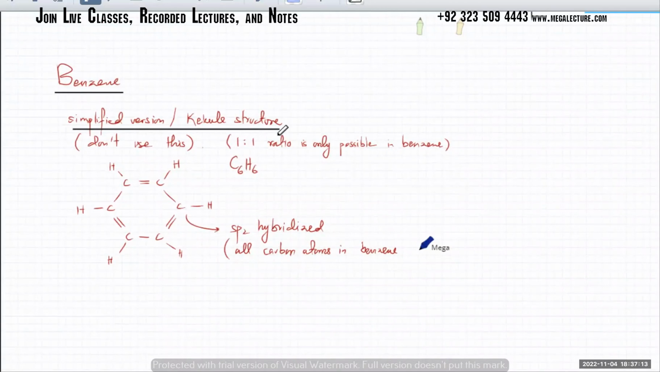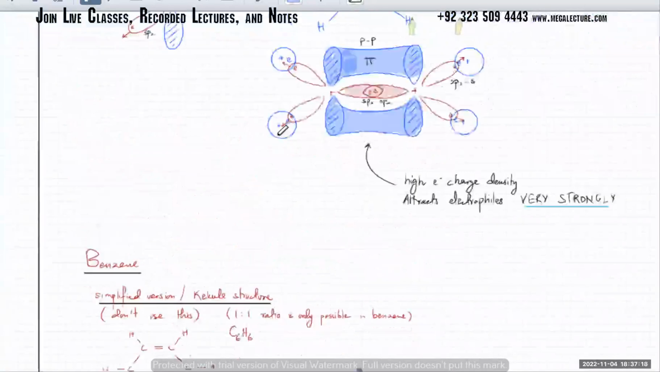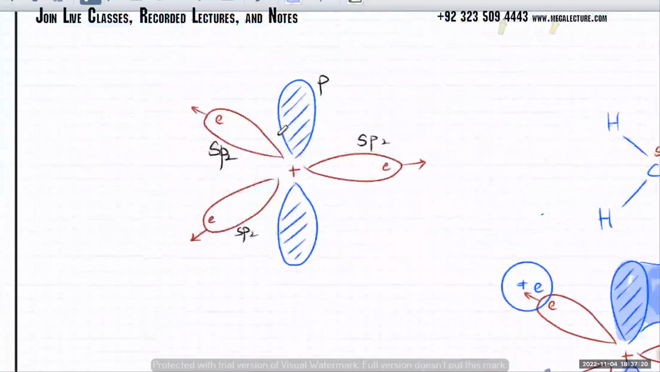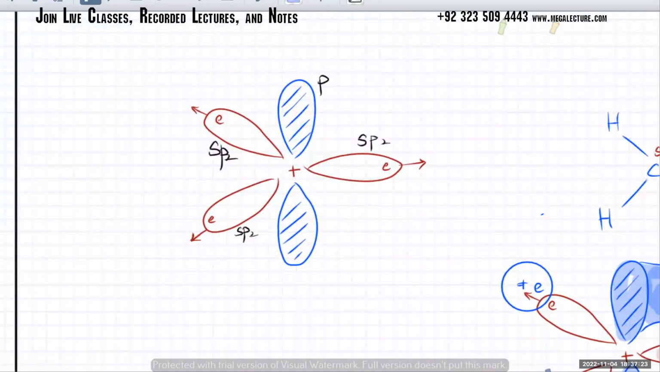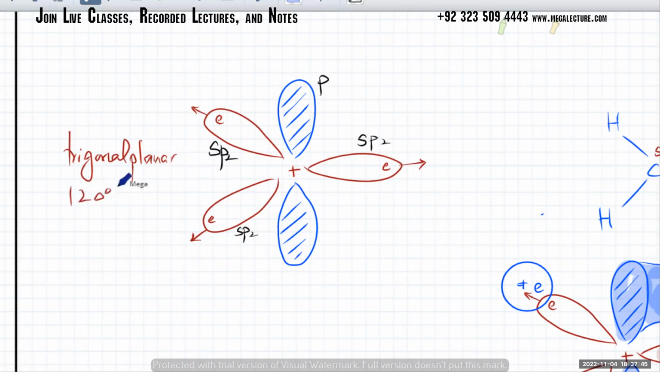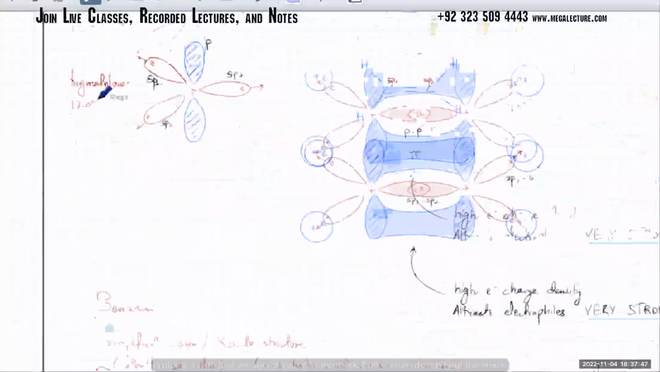All carbon atoms in benzene are sp2 hybridized. Quickly, what's sp2 hybridized? I did not write the angles over here, so let me tell you the angles as well. It's trigonal planar and it's 120 degrees, like a fan shape basically. So trigonal planar and 120 degrees. Now, benzene is made up of this carbon atom.